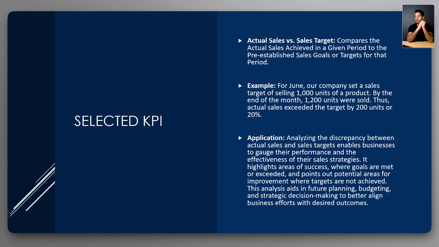We overperformed. Great. How can we apply this? How can we use this? Analyzing the discrepancy between actual sales and sales targets enables businesses to gauge their performance and the effectiveness of their sales strategies. It highlights areas of success where goals are met or exceeded and points out potential areas for improvement where targets are not achieved. This analysis aids in future planning, budgeting, and strategic decision making to better align business effort with desired outcomes.